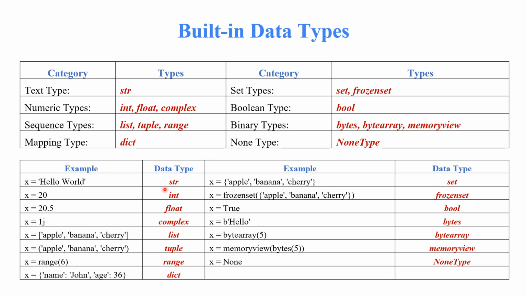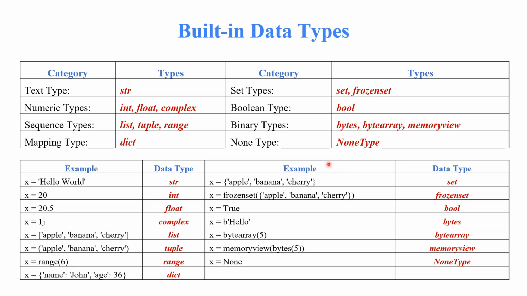Now we will see what data types are available. The next is the mapping type, called dictionary, represented as dict. Next are the set types, that is set and frozenset. Next is the Boolean type, which deals with true or false, that is the bool data type. Next are the binary types, which deal with bytes, bytearray and memoryview. The last one is the none type, which is NoneType.